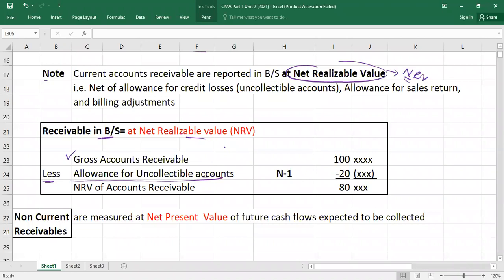The allowance for uncollectible accounts is the portion of the amount which is not collectible. For example, if total receivables are 100, and out of 100 we assume that $20 is not going to be collected by the seller, then the remaining portion, $80, which is collectible, is called the NRV of accounts receivable, or net realizable value, which is realizable, convertible into cash, and collectible.